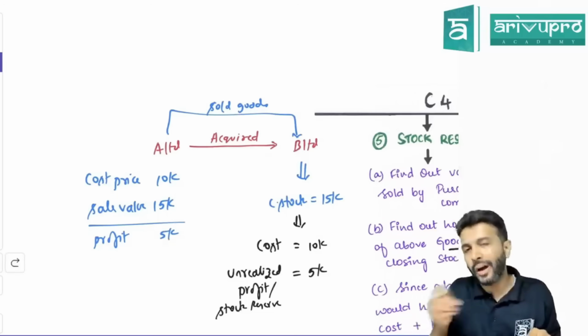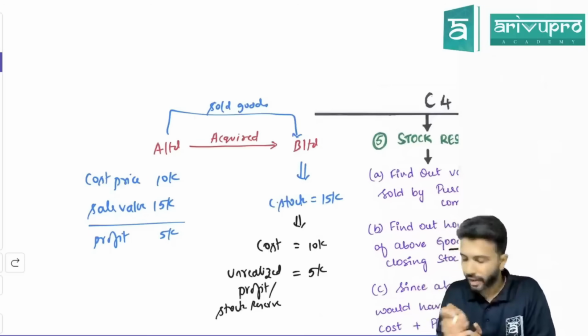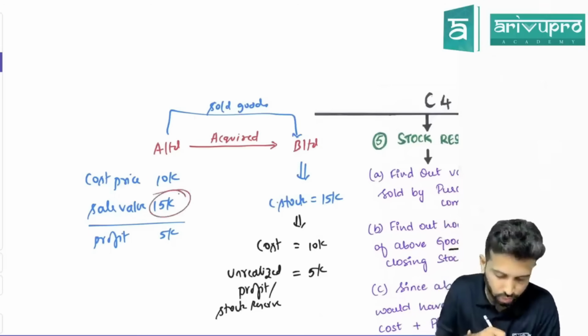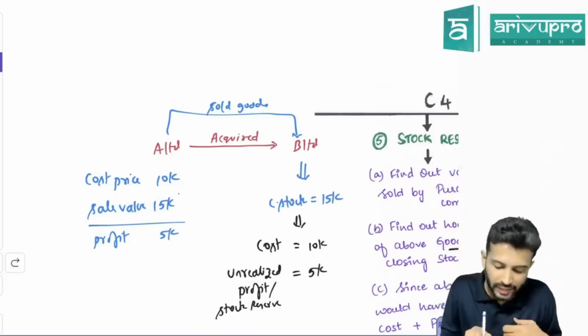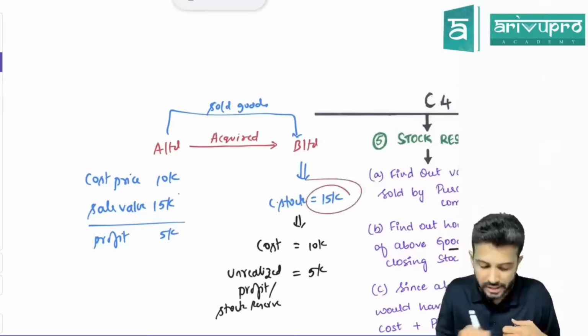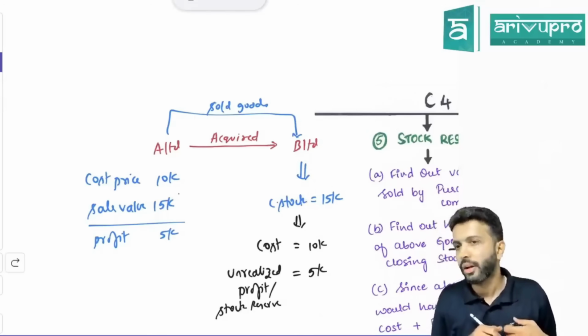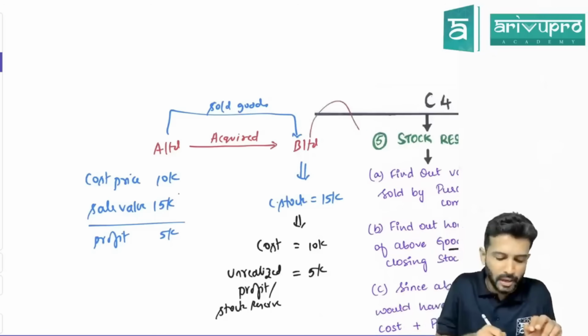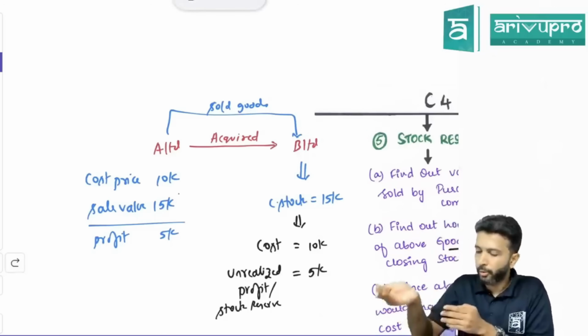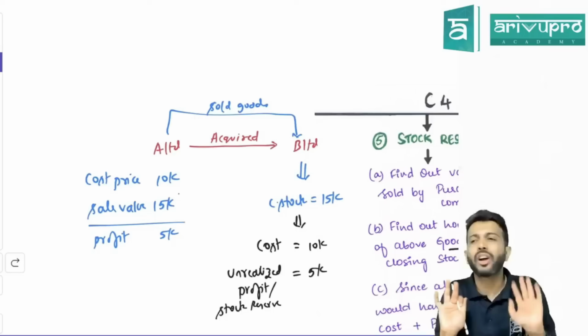Okay. So now who has the goods? The other company, B Limited. How much did they buy it for? 15,000. The selling price of one company becomes the cost price to another company. If A sold for 15,000, it means B purchased it for 15,000. Suppose B purchased and wanted to sell these goods, but before sale, the year got closed.